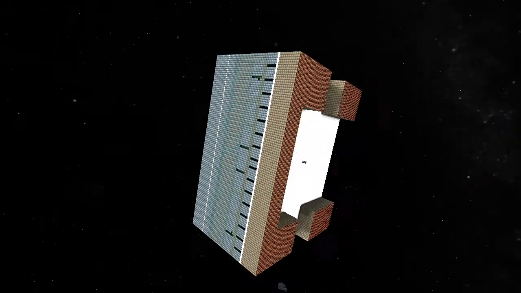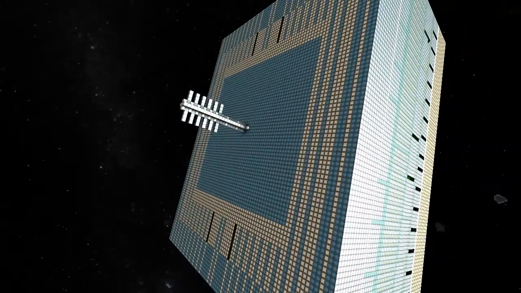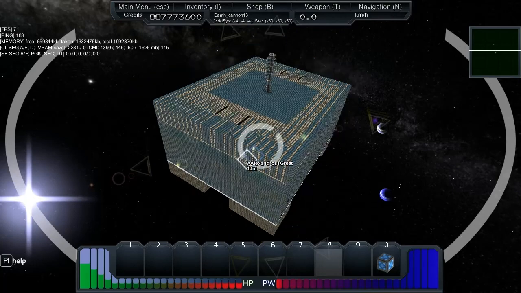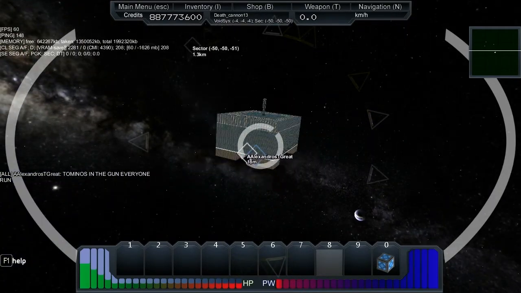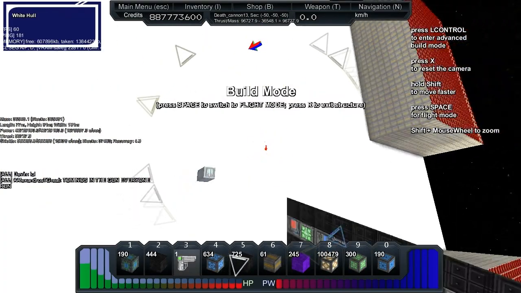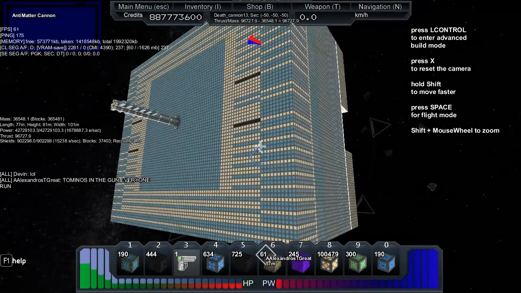I'm going to find out what the mass is on this, but you can see it's pretty big. So let's find out what the mass is on it. I've got to admit, it does look a little bit more like a station. Here we go. Oh my goodness. Right, there we go. So that was really white for a minute there.